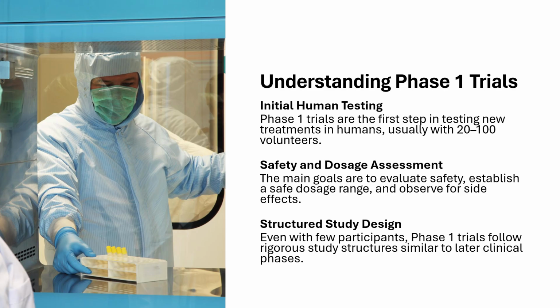When we look at structured study design, even though Phase 1 trials have a small number of participants, they follow a highly structured protocol. That means strict eligibility criteria, standardized data collection, precise dosing, and ongoing safety monitoring. Just like the later trials, every detail is regulated to ensure participant safety and scientific validity. The results from this phase are critical as they determine whether a drug can move forward to larger trials.